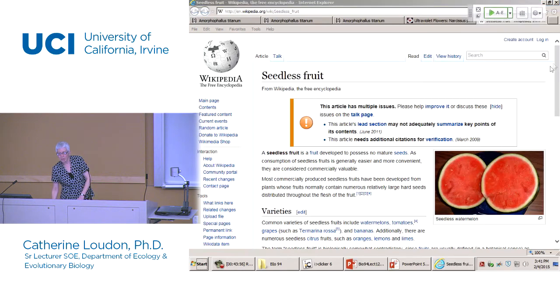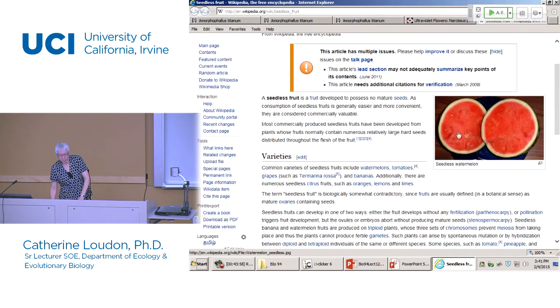Let me move this out of the way here. So what is a seedless fruit? A seedless fruit is a fruit that is developed and produces no mature seeds. Okay, and that should be maybe a little self-evident, but why is it that such a thing even exists? Well, of course, it should not surprise you. This is consumer-driven, right? That's the second sentence here.